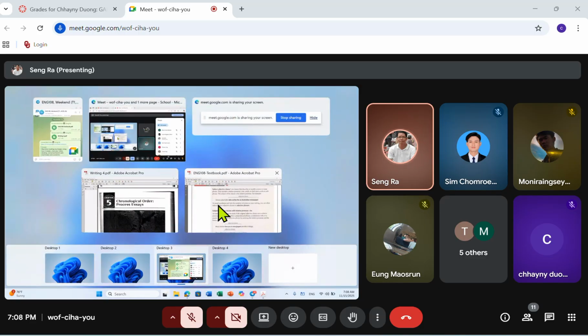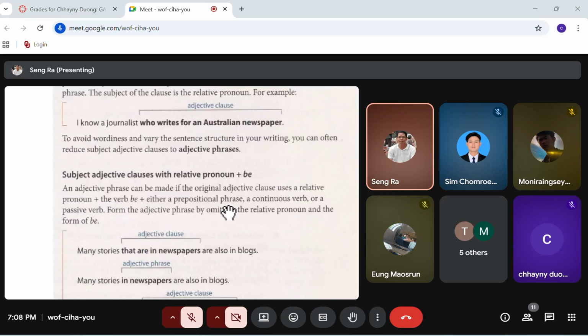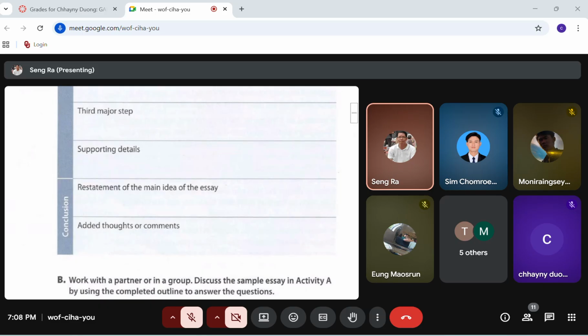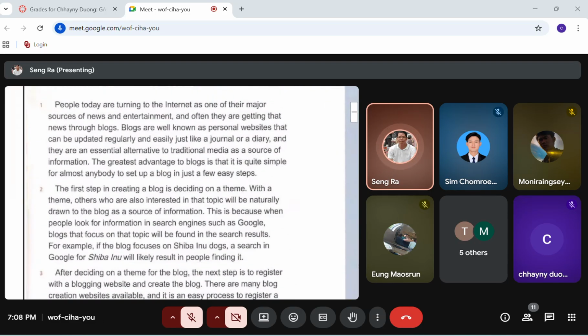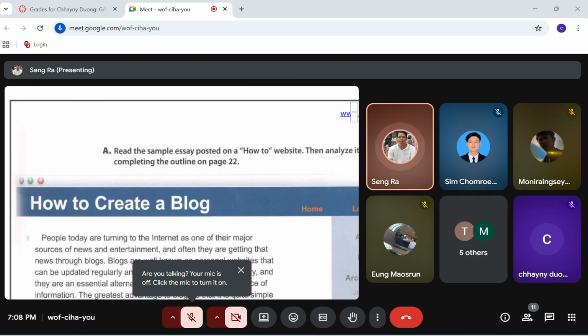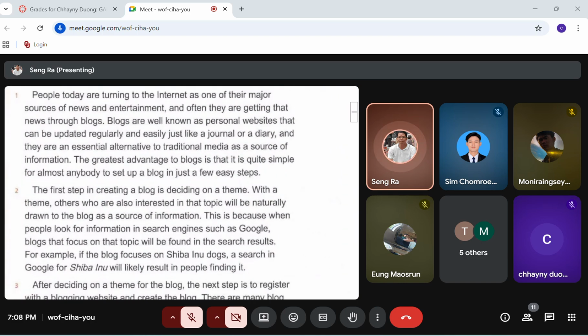I want to go here in the textbook. So this is our main textbook about the process essay. All right, everybody, this is a process essay. This is about how to create a blog. And remember, a process essay is a protocol, order essay. We write a process essay to describe how to do something, how to make something or how to do something.